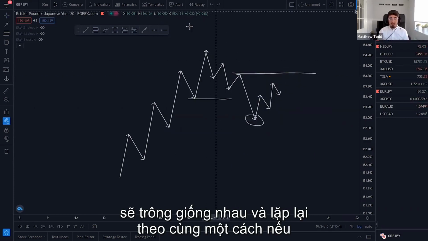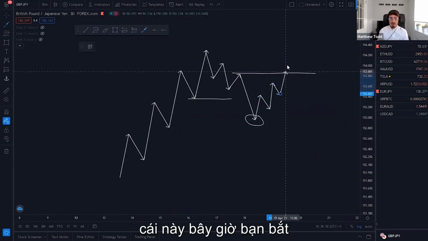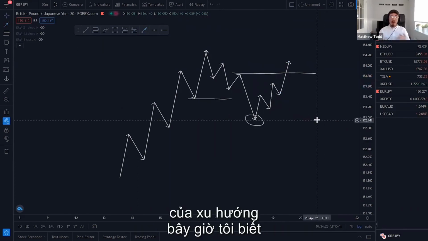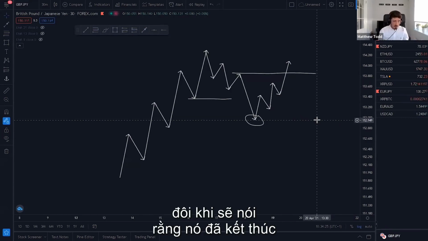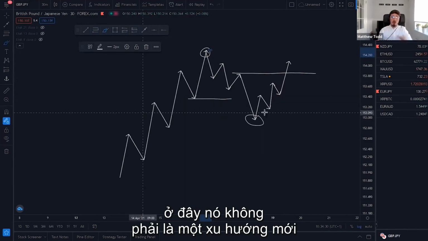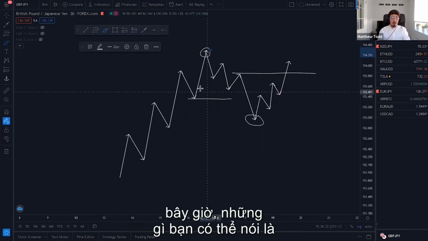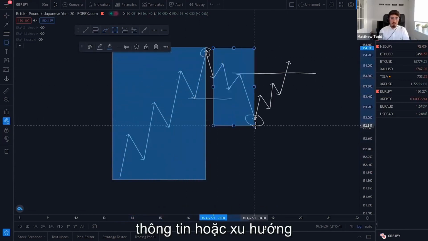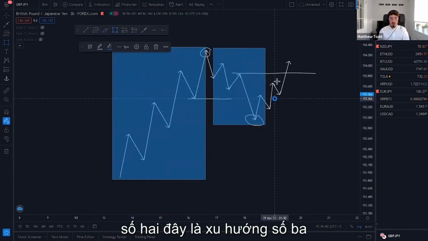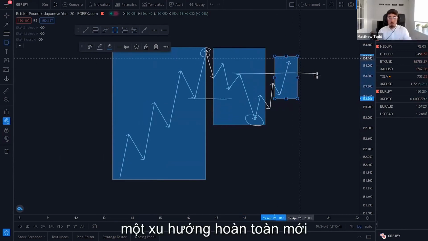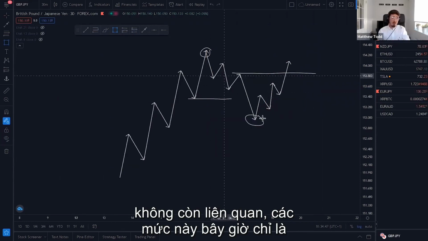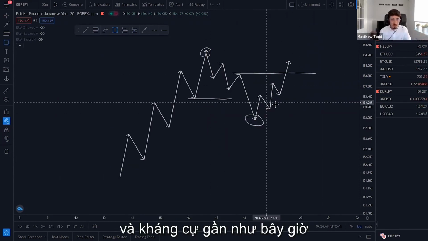And again, same way, if the transition changes, something like this, now you start to say, what's the highest point of the trend? Now I know some of the questions that we get sometimes are going to say, it's over here. It's not. This is a new trend, right? We're into a completely new trend now. So what you can say is, this is trend number 1. This is trend number 2. This is trend number 3. So you're into a completely new trend now. So anything that's happened before is now irrelevant. These levels are now just used as support and resistance almost.